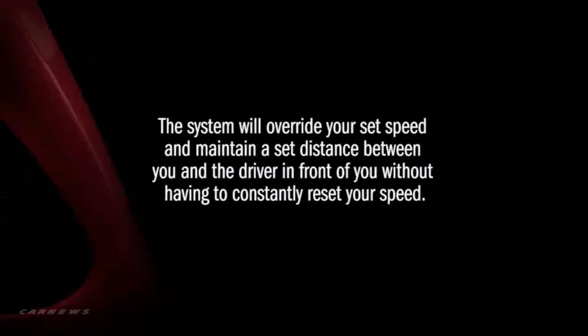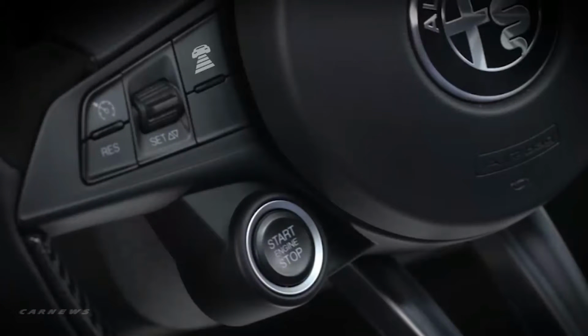The system will override your set speed and maintain a set distance between you and the driver in front of you without having to constantly reset your speed. To deactivate ACC, push the ACC on-off button again. It's best to leave the system off when not in use.